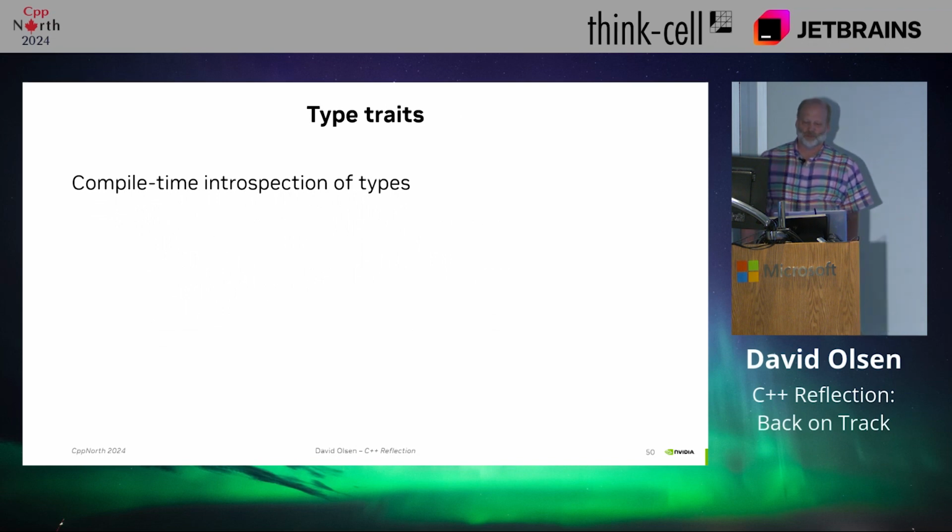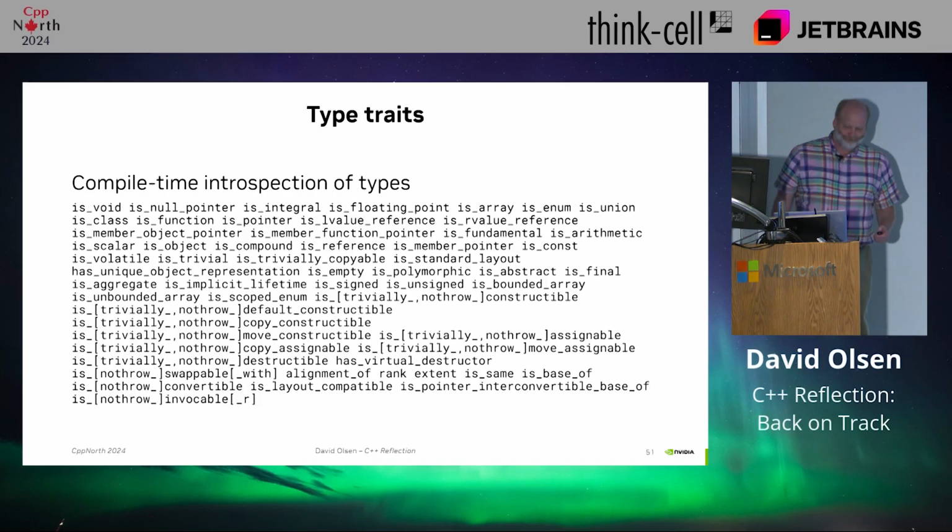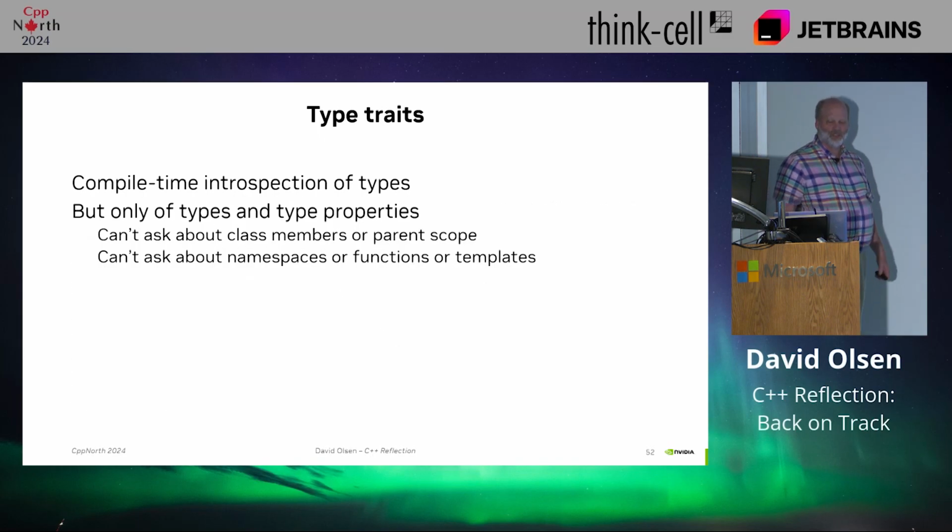Type traits are much more useful. They allow for compile time introspection of types. There are lots of standard type traits. These are all the ones I could find. But type traits only work on types and on the properties that can be represented in the type system. You can't get the members of something or even the parent scope of a name. You can't ask questions about functions except for things that are in the function's type or that affect template argument deduction.